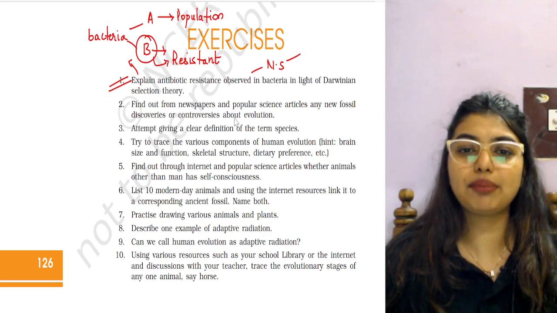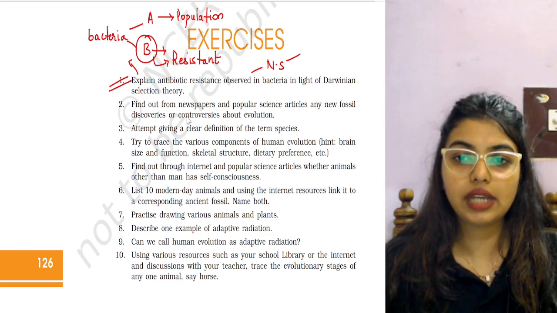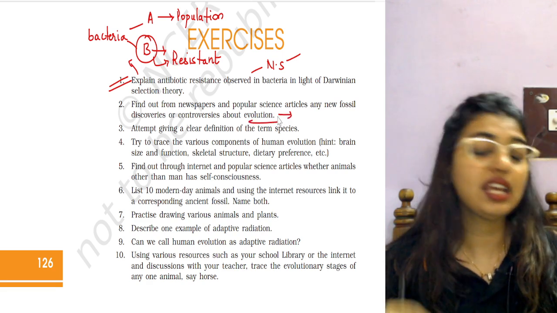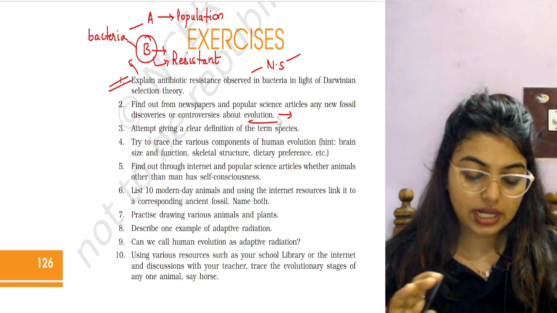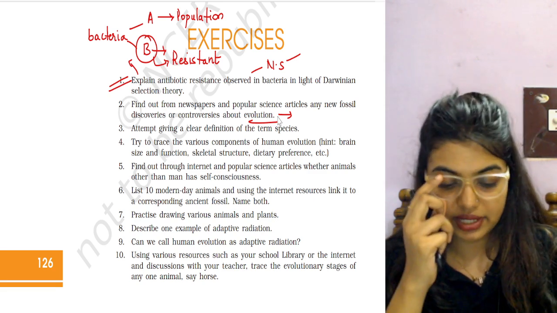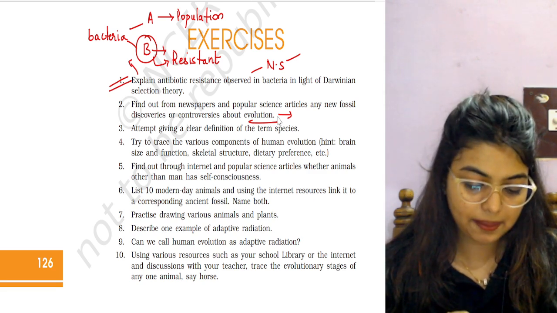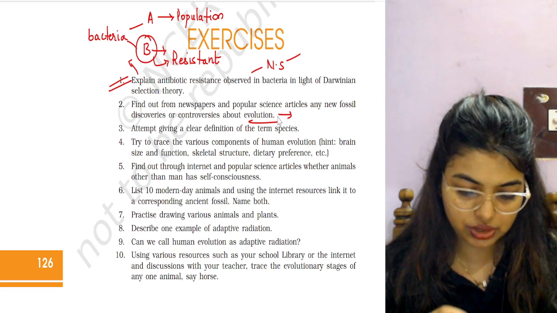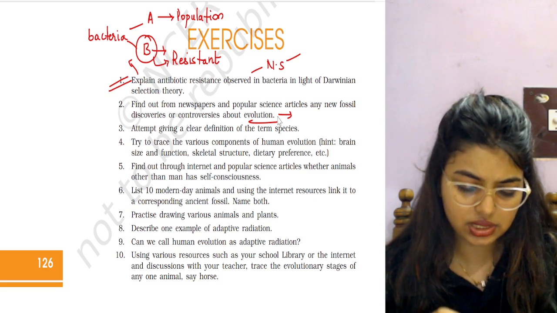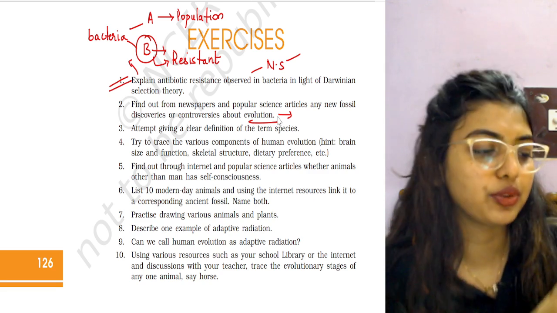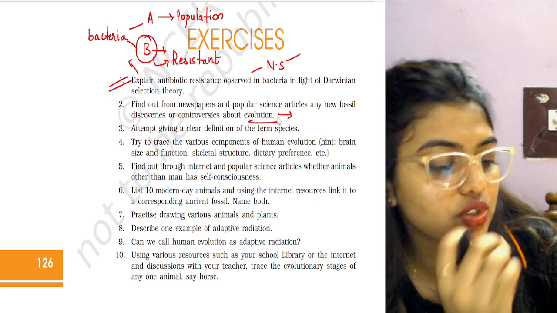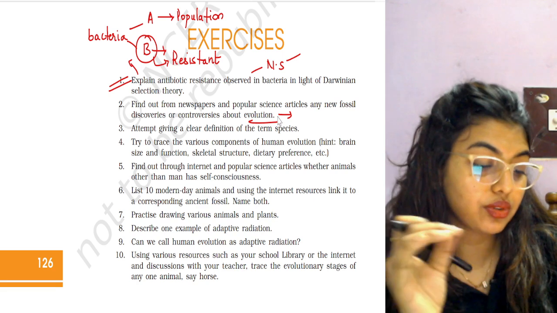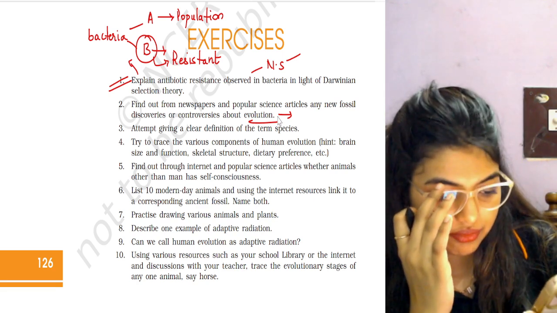Find out from newspaper and popular science articles any new fossil discovered or controversies about evolution. Students, every day one article will be there. Right now, if I open Google, I will be able to find a discovery where there is a fossil. Usually every time at night when I'm reading the news, I'll always find a discovery. See, I told you. This is a 1.5 billion years old fossil found in Sikkim, connected with earliest life. So just open Google and you will immediately find.